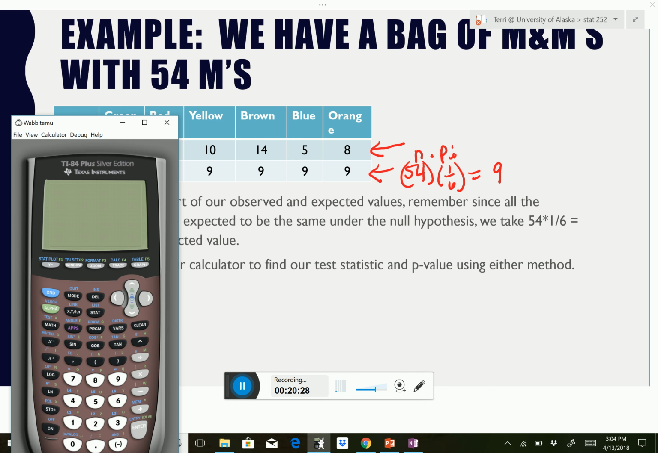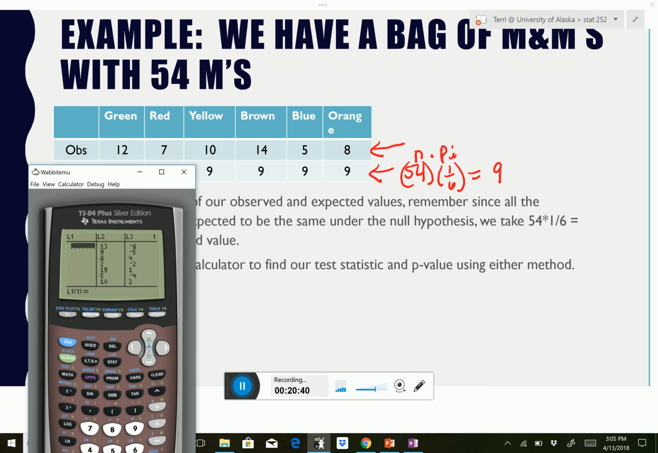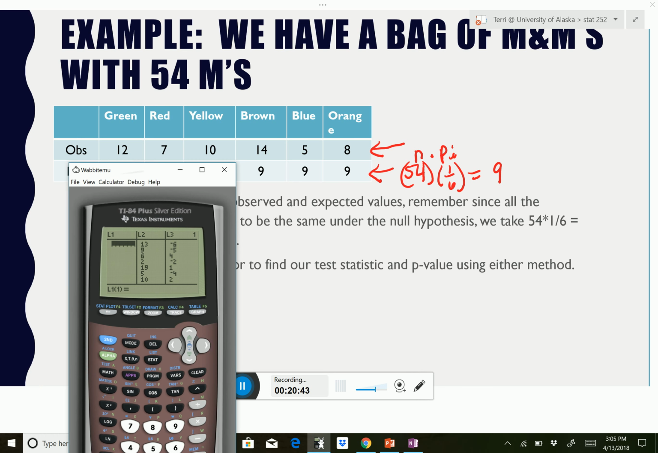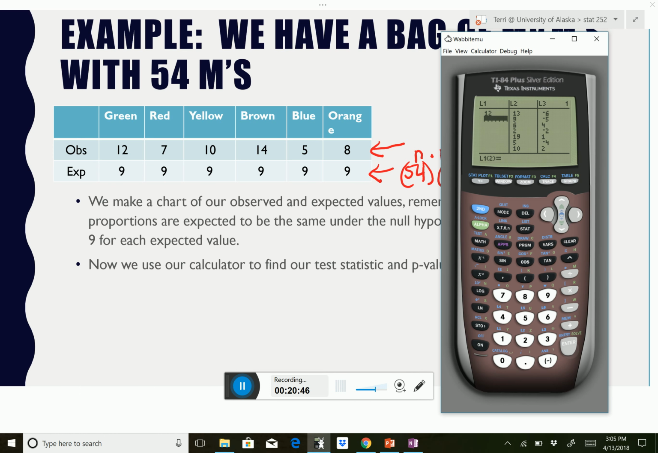So let's go over here and go to our lists. And in our first list, we're going to put in our observed values. There we go. 12, 7, 10, 14, 5, 8, and then in list 2, gotta clear my list real quick. Here we go. We're gonna put in all 9s. 1, 2, 3, 4, 5, 6.